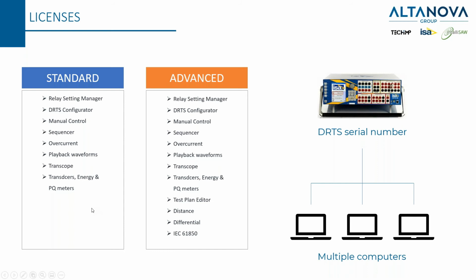To make an example, if you are an operator that works in a medium voltage grid, and most probably you will never have to test distance protection or differential protection, or you will never have to take care about the IEC 61850 protocol, then what you can do is ask for the standard license. Then you can ask for a price reduction, so you will not pay for software that you will never use.